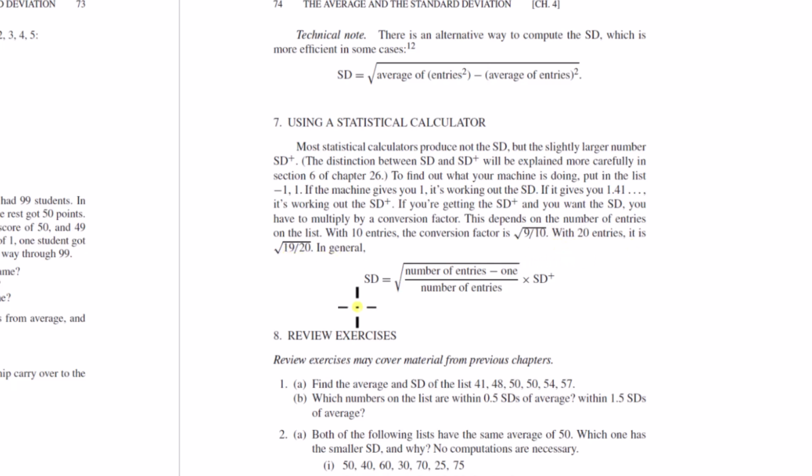So in general, if you want to convert between the standard deviation of the sample or vice versa, because you could bring this to the other side, right? You divide by this to bring it over here. The conversion factor is the number of entries minus 1 divided by the number of entries. Take the square root of that. And we'll talk about where this comes from. It's really simple. But just keep this in mind for now.